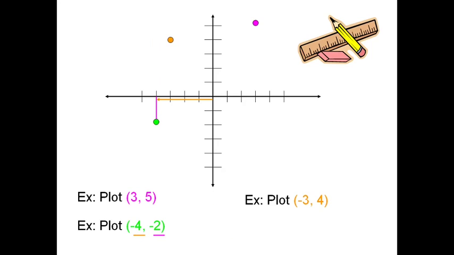So I hope it is clear to everybody how to plot a point on the coordinate system.